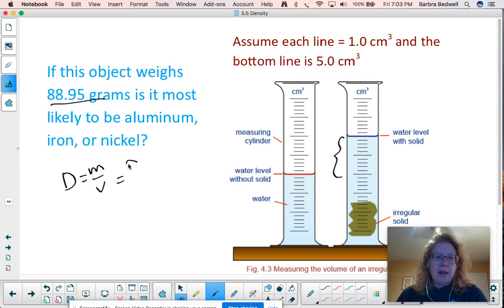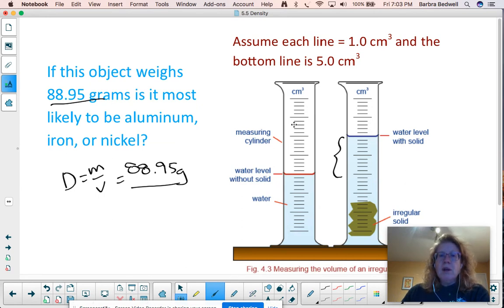Sorry, I kind of got that in the wrong spot. My pen's not working right. 88.95 grams. And then we have to figure out what the volume is. So to look at our graduated cylinders, we have to look really carefully at reading our graduated cylinder and try to figure out what that is. So you can see up at the top, I kind of have it described. Assume that each line is 1 cubic centimeter or 1 milliliter, same thing. And the bottom line is 5. So this line down here is 5.